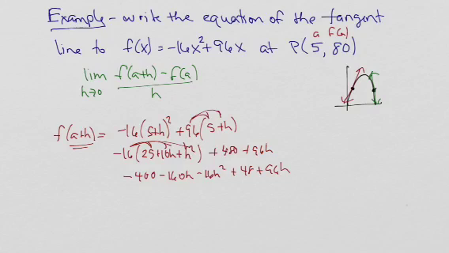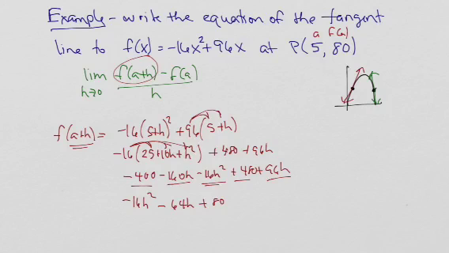All right, let's combine our like terms and get this in standard form. Largest exponent, h squared. And next we've got our h terms, and there's two of them, negative 160 and 96. And that together will make negative 64h. And then my constants, negative 400 plus 480 would make 80. So that's this part right here.